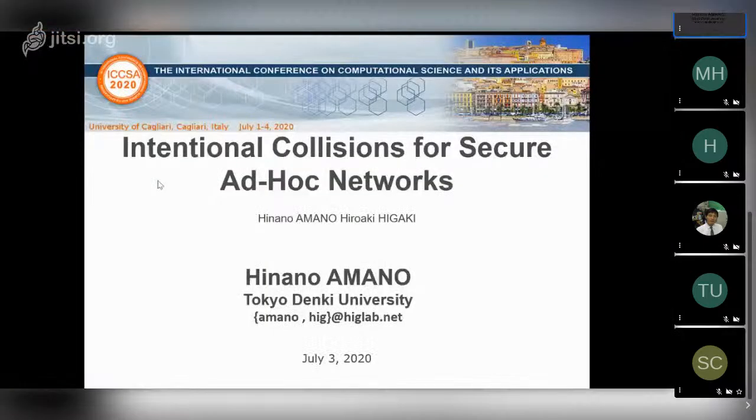Thank you, Chairperson. I'm Hinano Amano, a graduate student at Tokyo Denki University. My presentation is entitled Intentional Collisions for Secure Ad hoc Networks. Usually, collisions should be avoided to achieve higher performance wireless multi-hop transmissions in ad hoc networks. However, in this paper, we propose a method to proactively utilize collisions for secure wireless multi-hop transmissions.